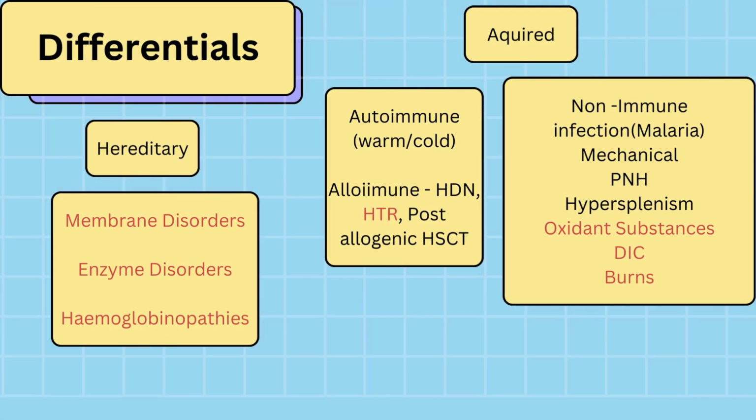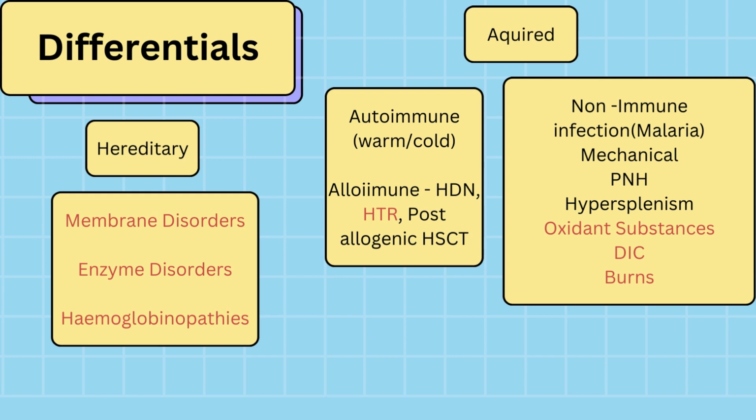In terms of differentials, there might be hereditary causes like membrane issues in sickle cell disease, which cause the red cells to lyse more easily, especially when it goes through capillaries, or hereditary spherocytosis, where the spleen gets rid of the red blood cells more easily. Certain hemoglobinopathies will make the hemoglobin unstable and therefore the red cells will break down.